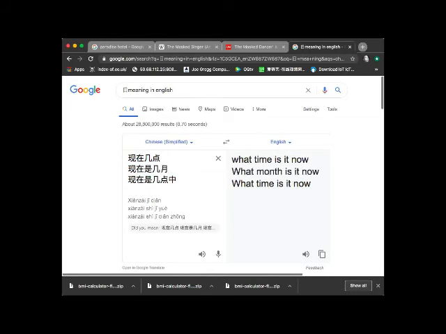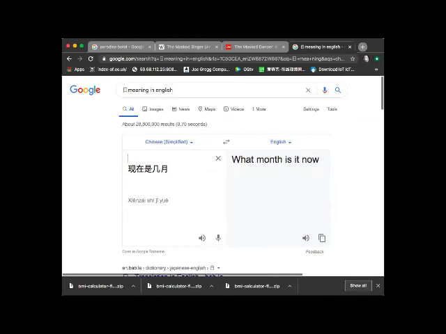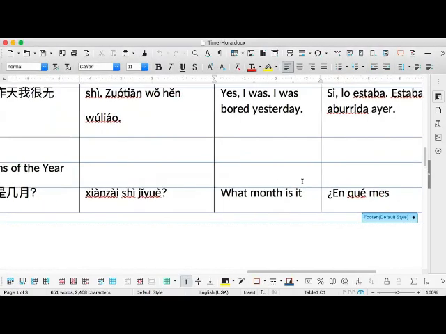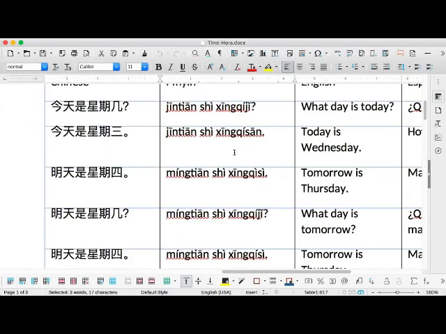So you see, the second one, what month is it? 现在是几月. That's how we ask what month is it. So we simply removed the o'clock and replaced it with the word for month, Yue. So coming back to our sentences, you see months of the year. The last part here, 现在是几月. What month is it?